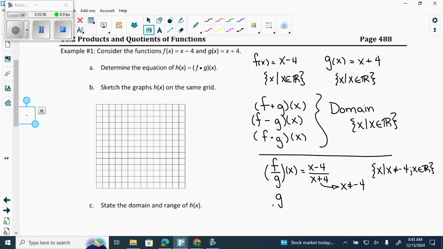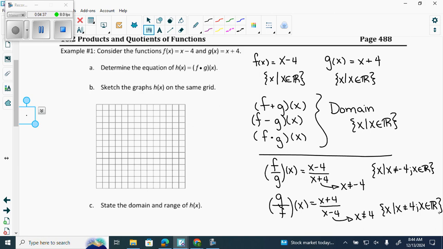And then if I had g over f of x, it now would be the opposite. It wouldn't be can't equal negative 4. It would be can't equal what? 4. So really for rationals, for division, you can get that combined function, but then you have to look, are there restrictions? Does that make sense, how we do the divisions a little bit differently? Okay.